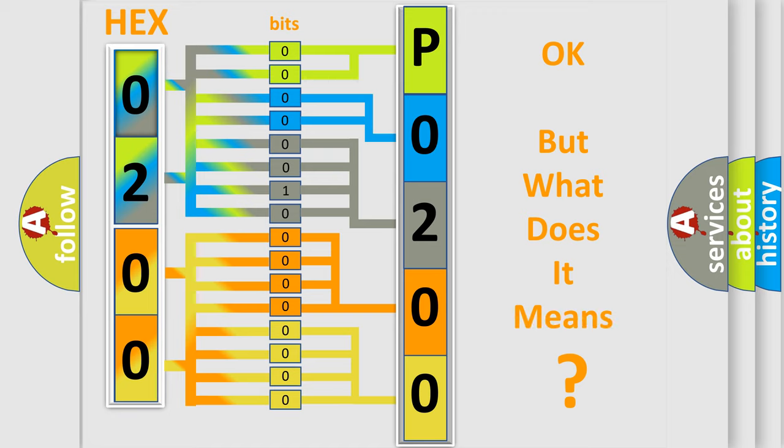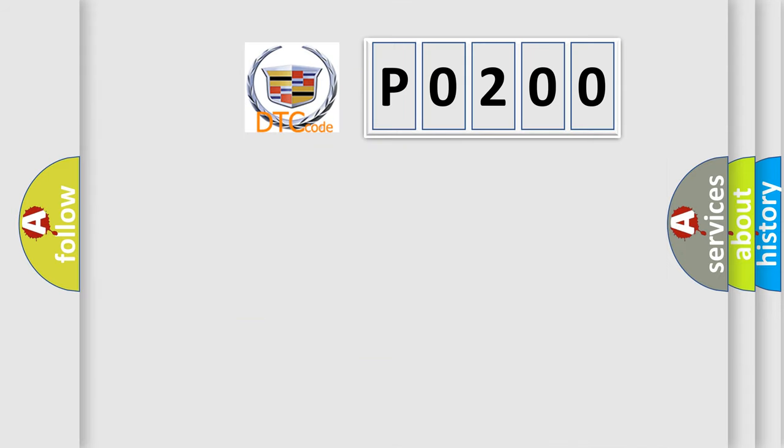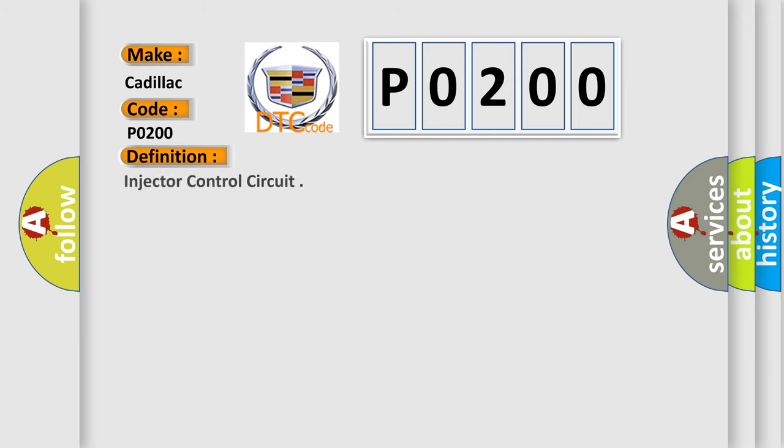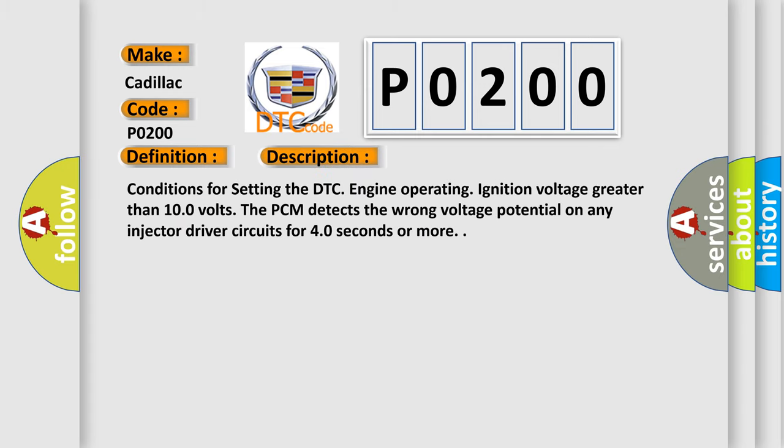The number itself does not make sense to us if we cannot assign information to what it actually expresses. So, what does the diagnostic trouble code P0200 mean specifically for Cadillac? The basic definition is injector control circuit. And now this is a short description of this DTC code.